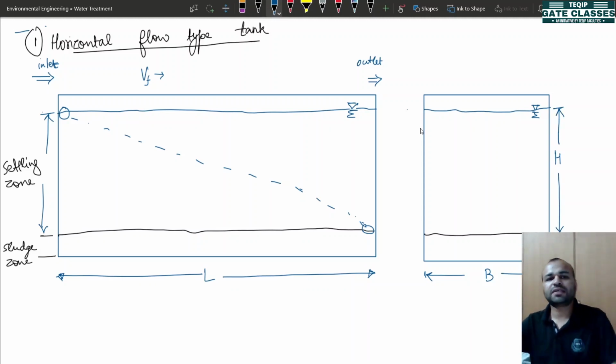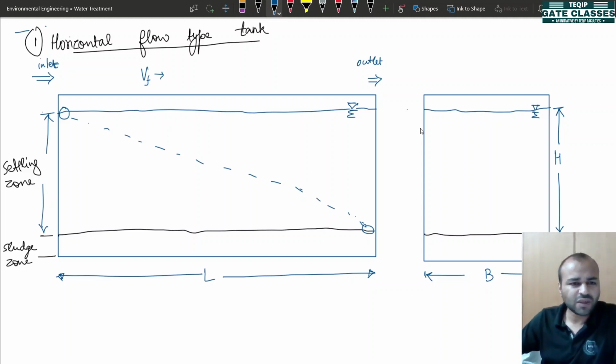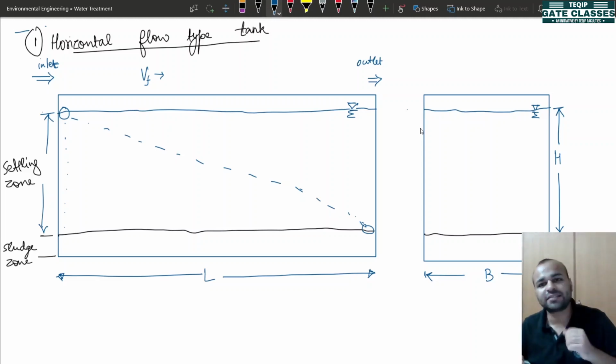The second assumption is that the concentration of the suspended solids, or the concentration of all particles of all sizes, is the same when we consider a vertical section at the inlet. So the concentration of particles is the same. This second assumption will be very helpful in simplifying the sedimentation analysis that we are doing. Otherwise, if we consider the concentrations to be different at different levels in the vertical section at the inlet, then it will be a little complex to analyze.